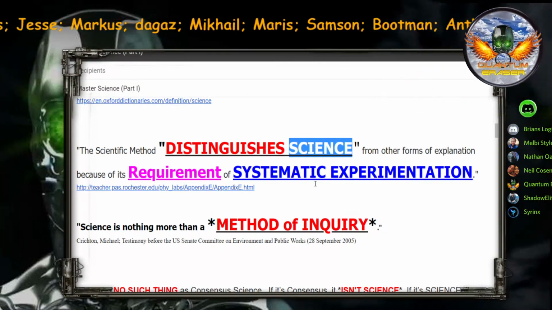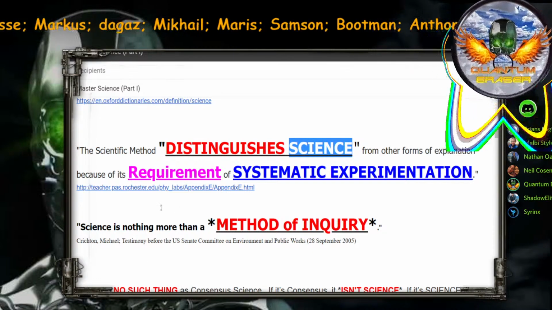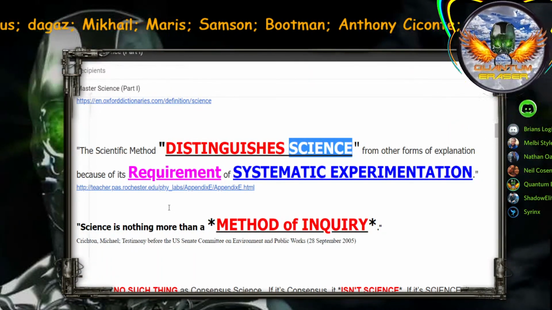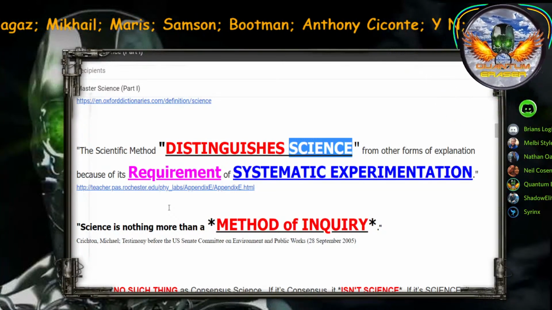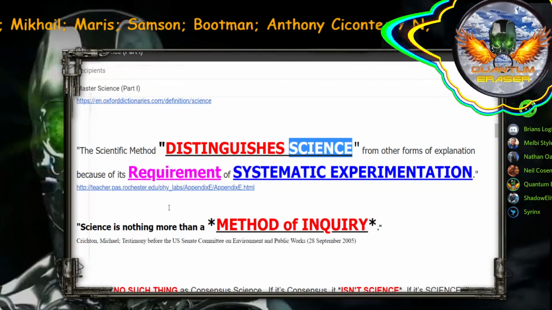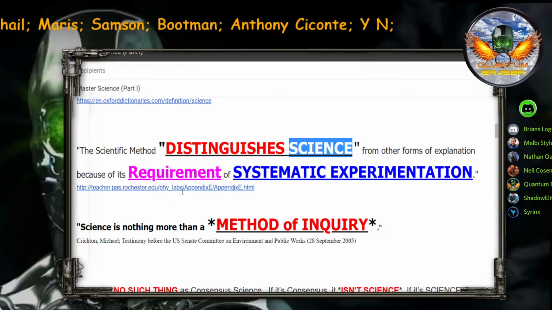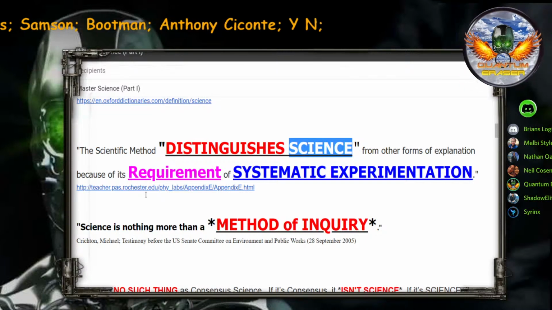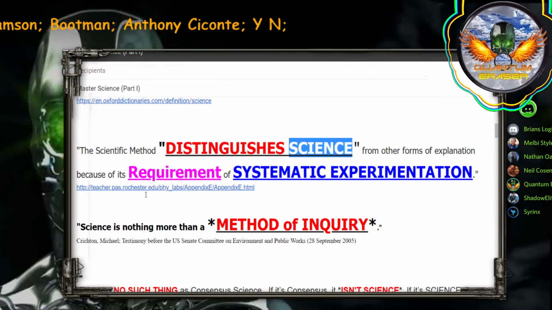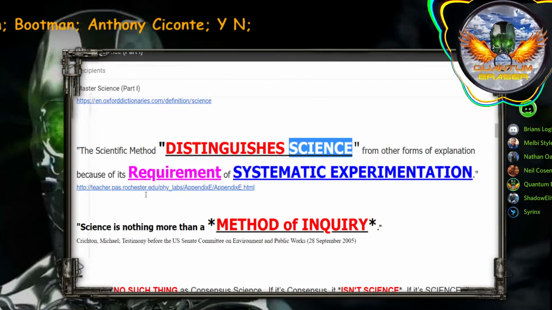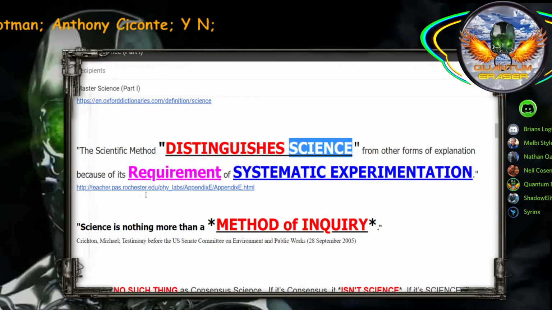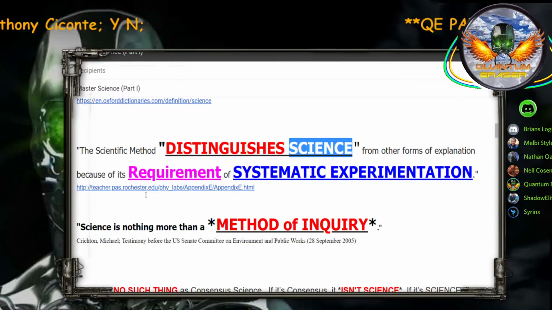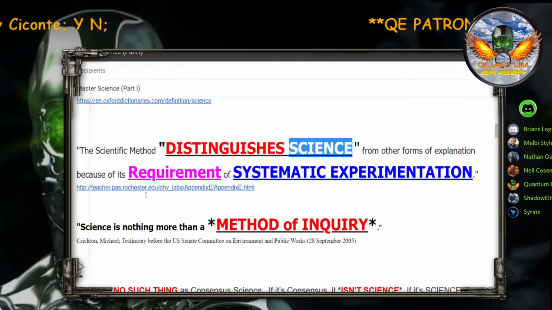Simple as that. From Michael Crichton, testimony before the U.S. Senate Committee on Environment and Public Works. Science is nothing more than a method of inquiry. That's all it is. Thank you, Michael. It's not a big mystery. There's no secret occult knowledge that somebody has that you're trying to acquire. Natural science is its method. That's it. The scientific method. Guess what method he's talking about there?